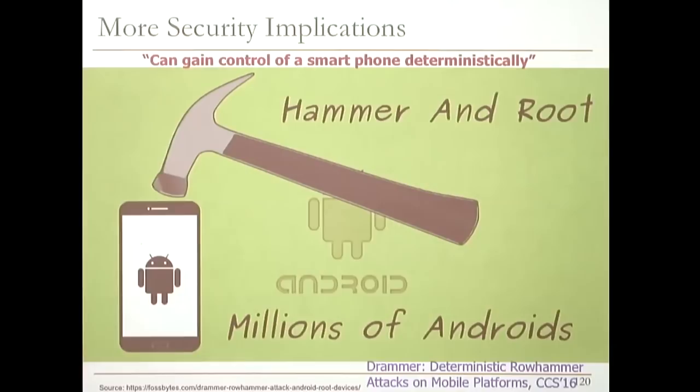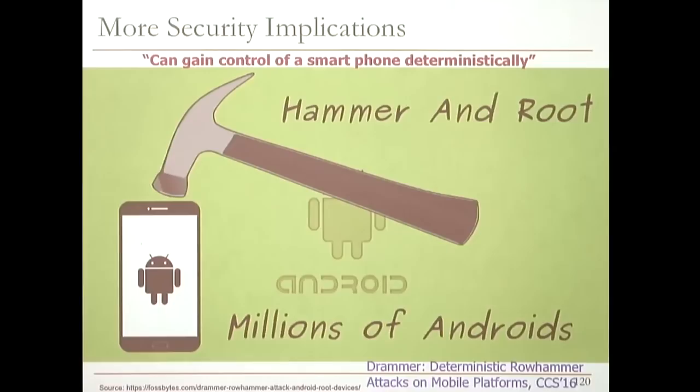There's a recent paper in CCS, a top security conference, where they showed that you could do this attack on an Android phone, on an ARM processor, and gain control of a smartphone deterministically. What they were able to do in this work was figure out which parts of the memory were vulnerable to these Rowhammer attacks, and they also figured out something interesting about the Android operating system. It's predictable in its memory allocation patterns.